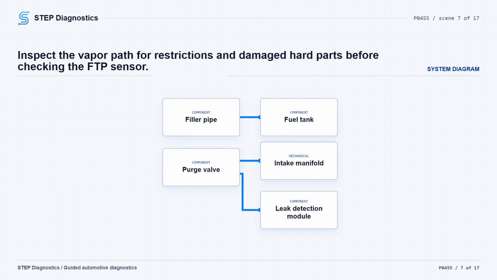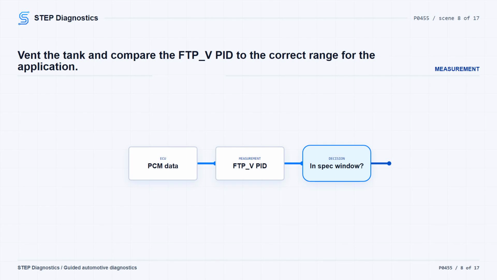If you find a concern, repair it as needed. Verify with the PCM evaporative emission system test. Clear the PCM DTCs and repeat the self-test. If there is no concern, go to the FTP sensor check. Now open the fuel system to atmosphere for the FTP reading. On a capless filler, install the supplemental refueling adapter to open the filler pipe. On a cap system, remove the fuel cap.